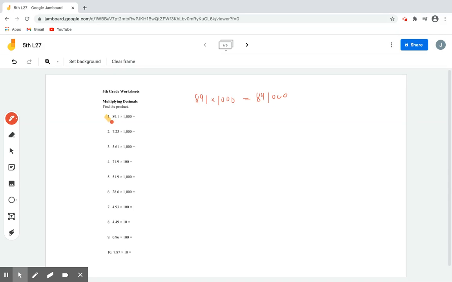And now we look at this part. When we look at this, there's one digit behind the decimal point, right? One digit behind the decimal point. So this answer should have one digit behind the decimal point too. So we're going to go left by 1 unit, and then the decimal point should be here. Like this. So there's one digit behind the decimal point. So the final answer of this will be 89,100.0.